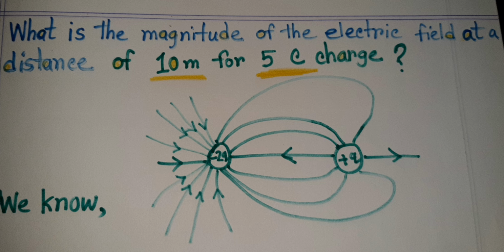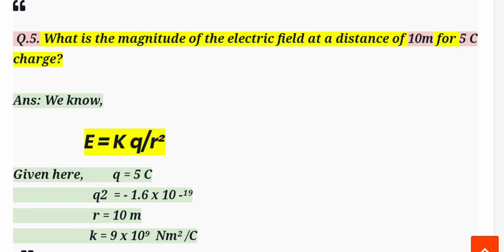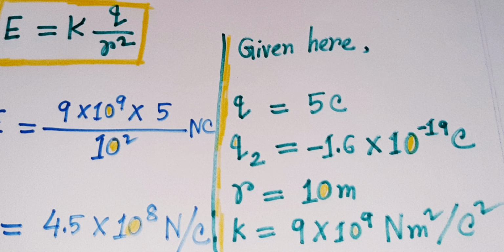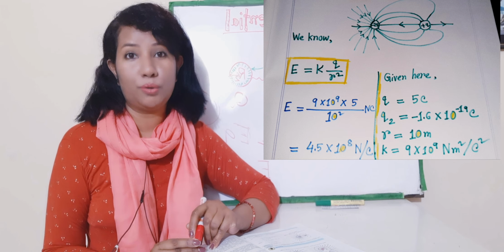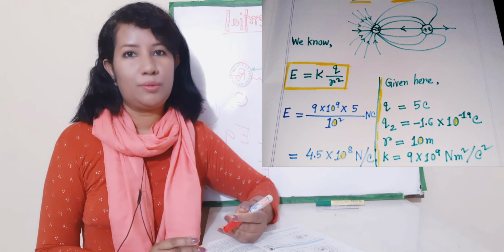Here is the distance, q is 5 coulomb, and the formula used is E equals kq divided by r squared. Q here is 5 coulomb, q2 here is minus 1.6 times 10 to the power minus 19 coulomb, r equals 10 meter, and k equals 9 times 10 to the power 9 newton meter square per coulomb square. We know that is the constant value, so we just use what's given here.